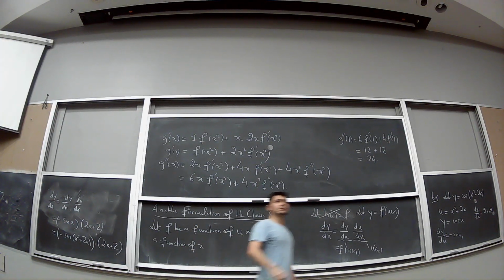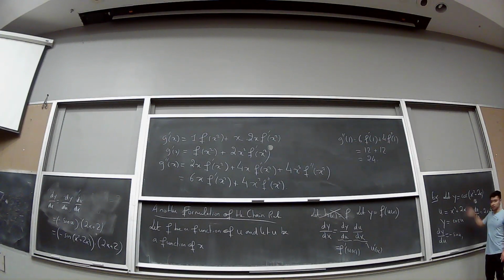Okay, is that clear? Do you guys see this? This is just the chain rule. Dy by du is the derivative of the outer function evaluated at the inner function, and du by dx is the derivative of the inner function. Any questions on this? We're all good with this? Okay, great.